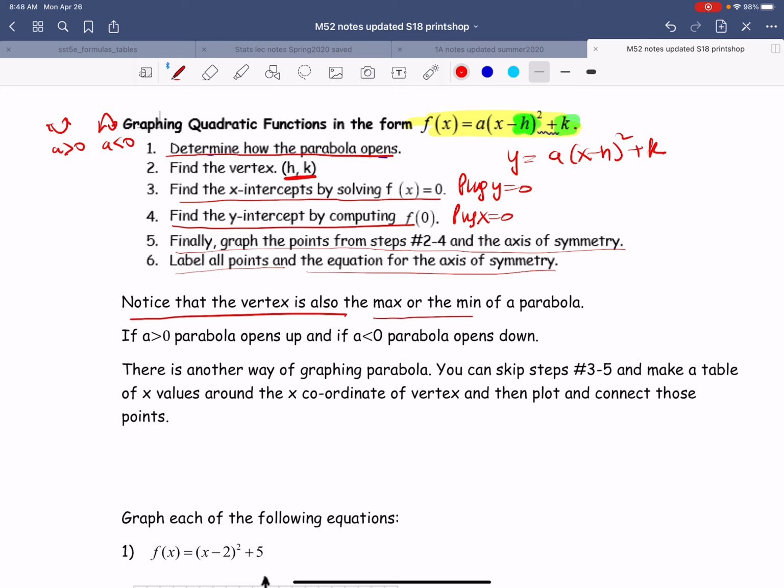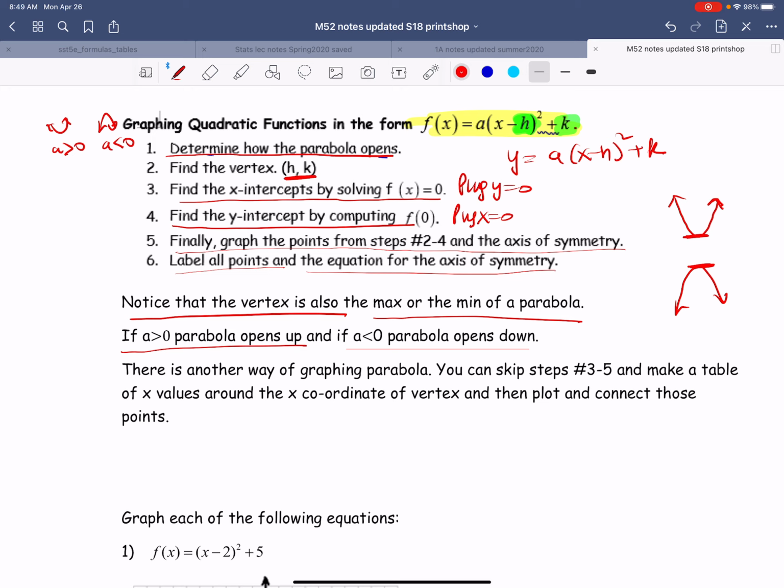The vertex is the max or min point of the parabola. So if your parabola opens up, the vertex is the minimum point, the lowest possible point. If your parabola opens down, the vertex is the maximum possible point. Again, if a is greater than 0, the parabola opens up. If a is less than 0, a is negative, the parabola opens down.